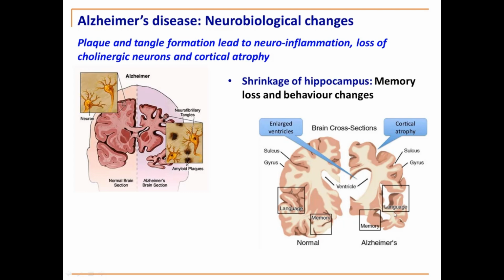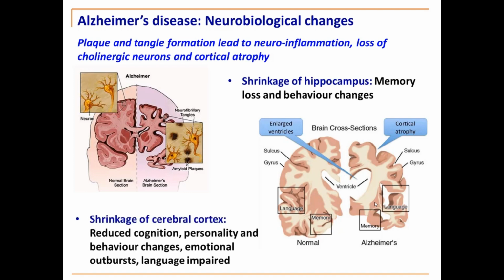But also with language areas, so that can lead to reduced comprehension, and it can also lead to confusion. The other thing you can see in this image is that the ventricles are also growing larger. And remember, this is where your CSF is. And imaging can often detect this enlarged ventricle, which can suggest Alzheimer's as a possible diagnosis.